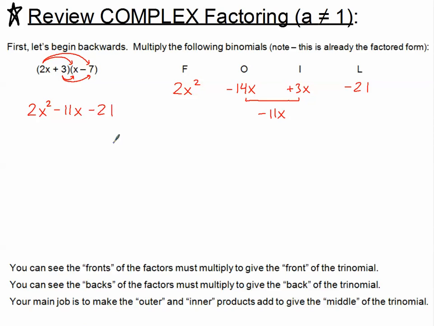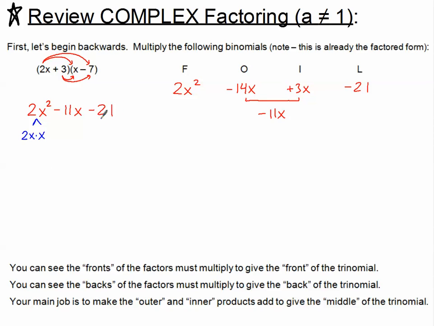So let's make some connections when we go backwards. First of all, you can see that the first term, 2x squared, is a result of multiplying the fronts of our factors. So the fronts of the factors must multiply to give the front of the trinomial. That's why I always split apart the first term of our trinomial. In this case there's actually only one option. It's 2x times 1x. And that's why the fronts of the parentheses are what they are.